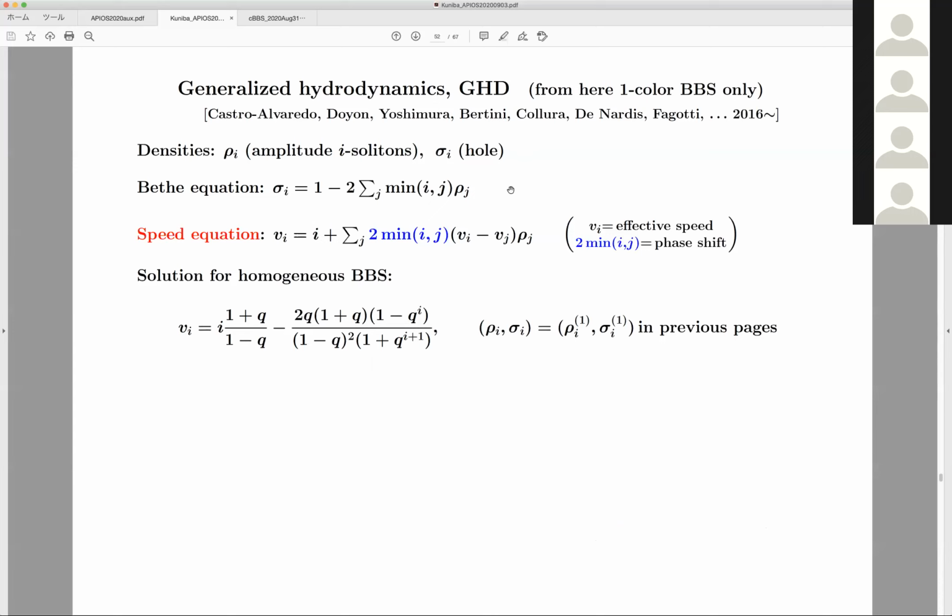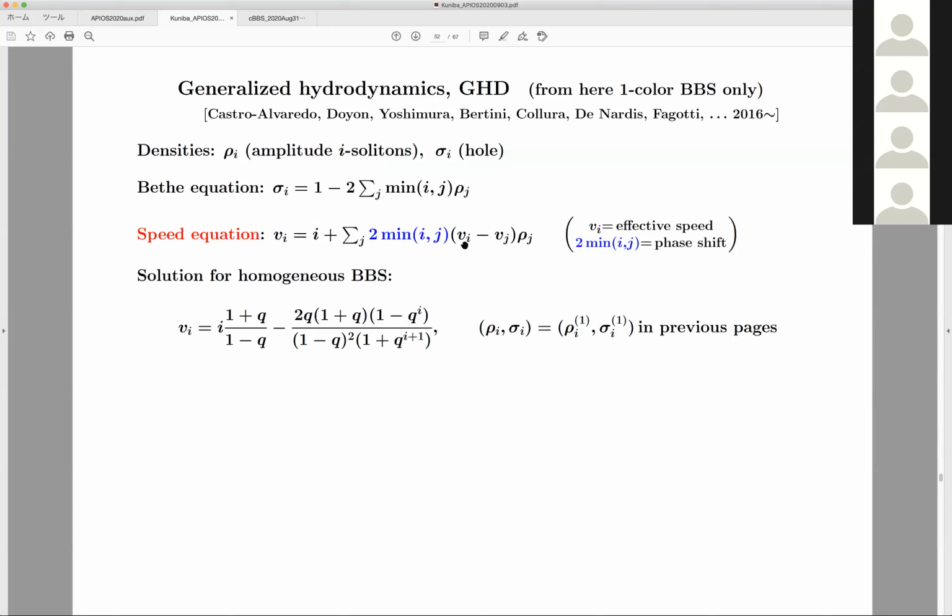And now the basic equation in GHD is the speed equation. So by v_i, I denote the effective speed of the soliton with amplitude i. The bare velocity is i, as I showed at the very beginning of my talk. So the amplitude equals the velocity. If there is no interaction between solitons, v_i is i. But there is also an interaction effect. And that is expressed by this factor, where this blue factor 2 min(i,j) is a phase shift of the solitons of amplitude i and j.